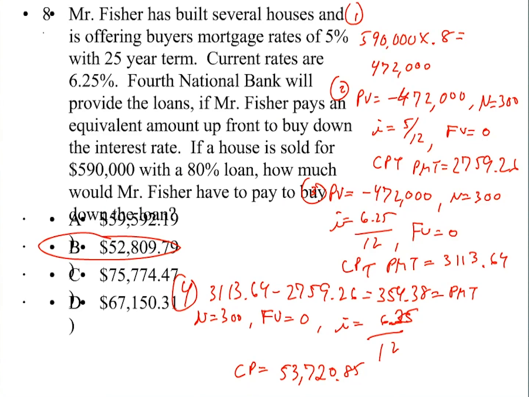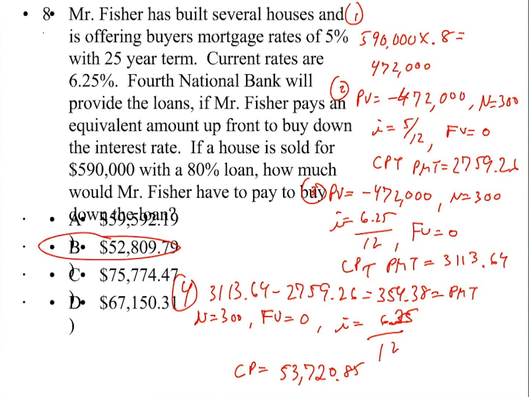In this problem, we're looking at a buy down. Mr. Fisher has built several houses and is offering buyers mortgage rates of 5% with a 25-year term when the current rates are 6.25%. Fourth National Bank will provide these loans if Mr. Fisher pays an equivalent amount upfront to buy down the interest rate. Okay, so let's look specifically at dollar amounts.